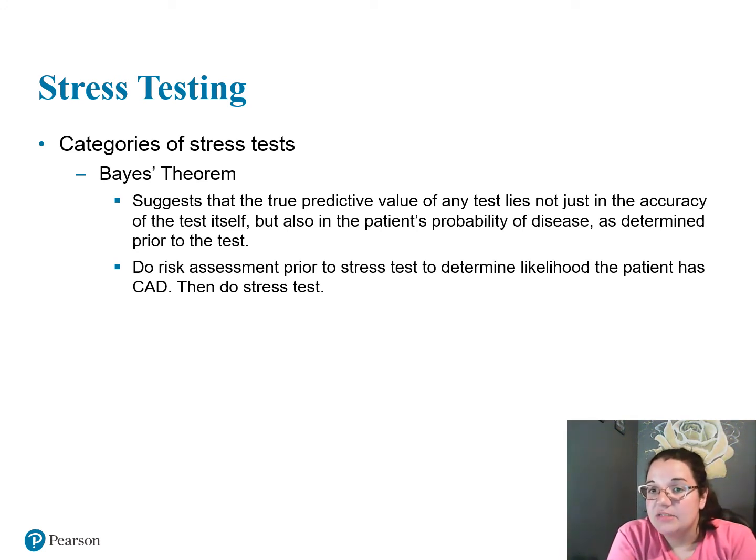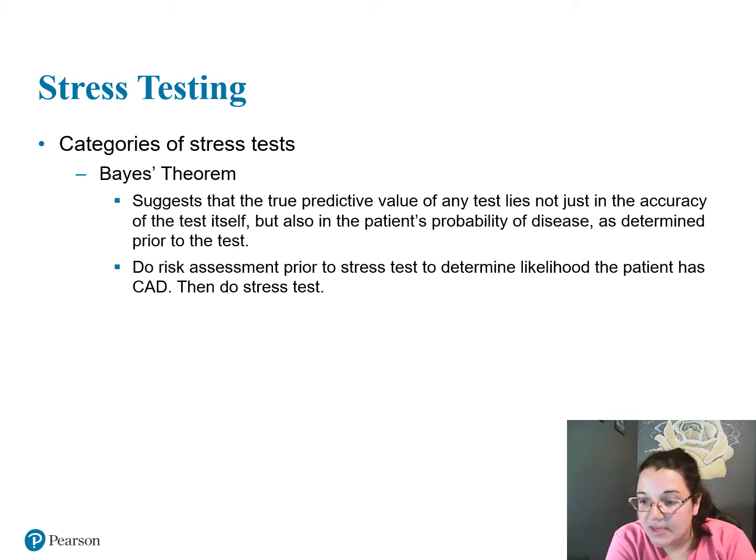And we have different categories of stress test. So we have what's called Bayes' theorem. Bayes' theorem suggests that the true predictive value of any test lies not just in the accuracy of the test itself, but also in the patient's probability of disease as determined prior to the test. So for example, we're not just going to rely on that test, but we're going to look at the patient's history or their symptoms while they're getting the test done. The probability that they have coronary artery disease.